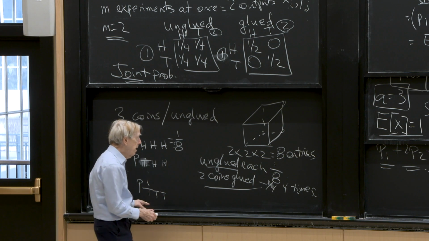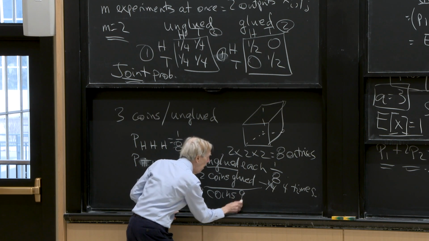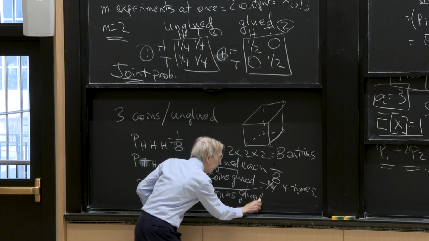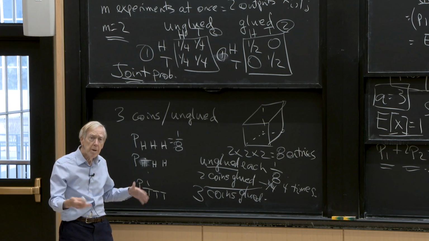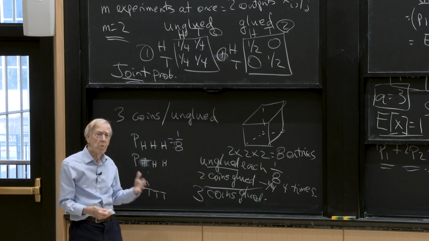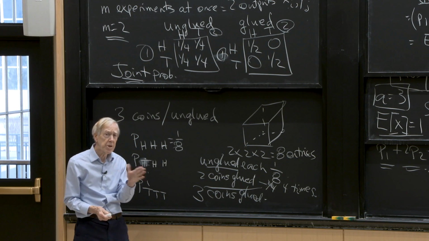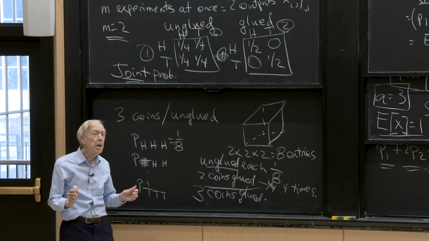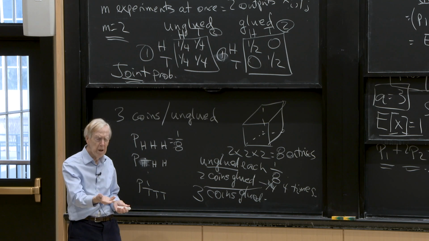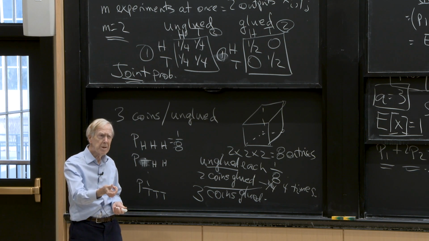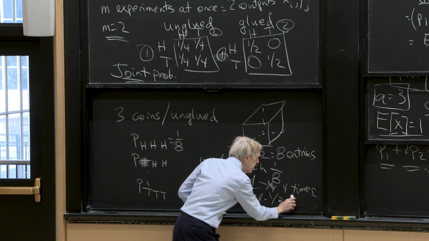So what would be the situation for 3 coins glued? What will be the entries in the matrix of joint probabilities? The probability of heads, heads, heads, of seeing heads from all 3, will be a half, because I'm flipping this heavy mix of 3 coins together. I get 1/2 twice.